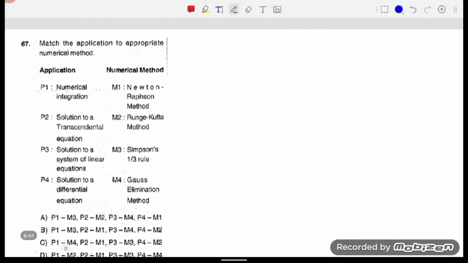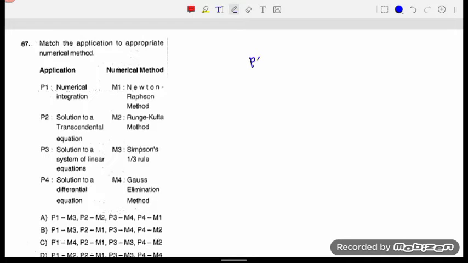Let's move on to the next question. Match the application to the appropriate numerical method. The application names are numerical integration, solution to a transcendental equation, solution to a system of linear equations, and solution to a differential equation. P4 is the solution to a differential equation. This one is the Runge-Kutta method, right?